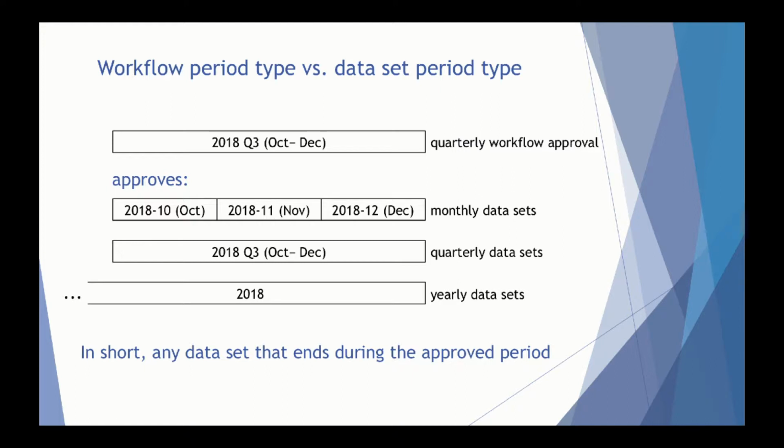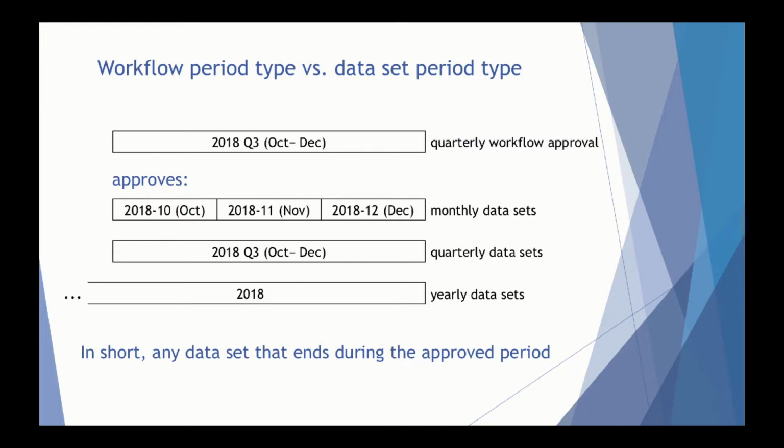So in fact, the rule down at the bottom is any data set period that ends during the approved period gets approved. So if you have some monthly data, and maybe you have some annual data, you could set up a single workflow to approve it quarterly. The 1st quarter of the year, you just approve the first 3 months. The 2nd quarter, the second 3 months. 3rd quarter, the 3rd set of 3 months. The 4th quarter, you're approving both the last 3 months and also the annual data with the same approval process, if you want to.